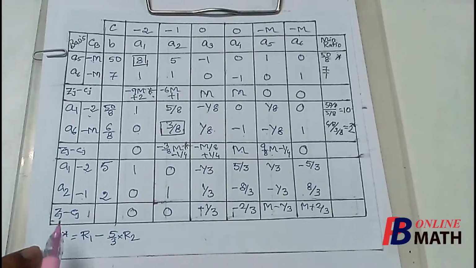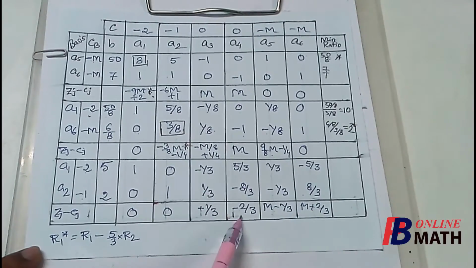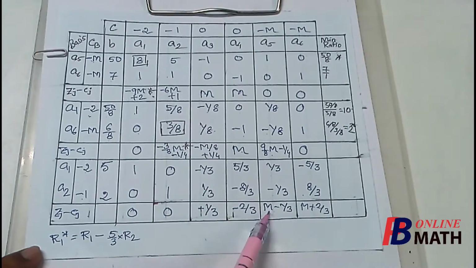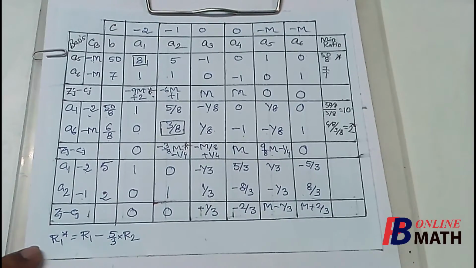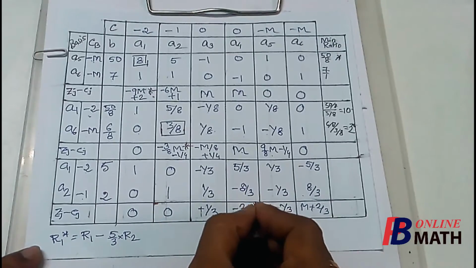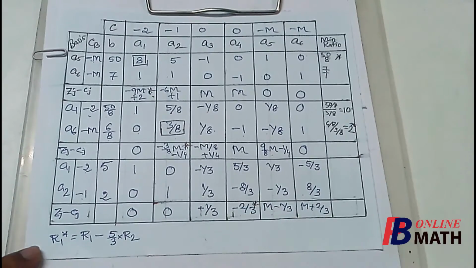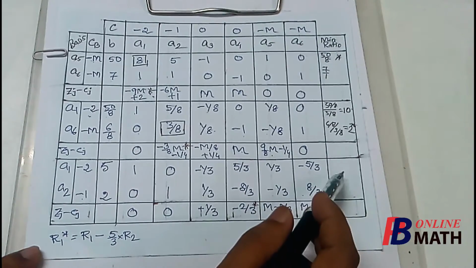If we compute the values of Zj minus Cj, we can easily find that the values are 0, 0, 1 by 3, minus 2 by 3, M minus 1 by 3, and M plus 2 by 3, out of which only this one is negative, because M is a very large positive quantity, so this is positive. So only one value is negative. So we have to select this element. So we have to find the min ratio.